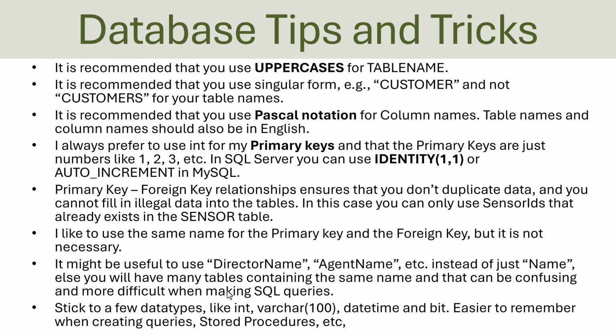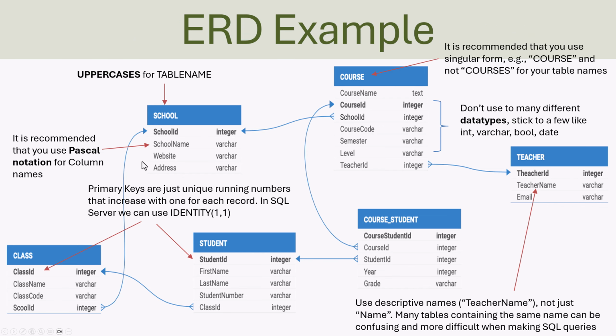Before we start using this DB Designer tool, let's go through some basic database tips and tricks. First, I recommend that you use uppercases in your table names. So if you go back to our example, here is the name of the table or entity. You have school, class, student, course, teacher, etc. So it's recommended that you use uppercases for your table names, and then you can use something called Pascal notation for the different attributes or columns within each table.